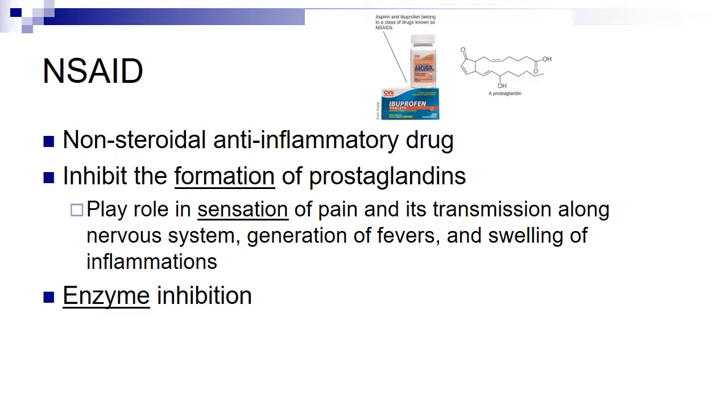They have what is called an enzyme inhibition is the way they work. So what we're going to do is we're going to try to block the formation of these prostaglandins, and the prostaglandins are the ones that send out the signal, oh my goodness, you have a foreign object in your body, we need to run a fever. Or, oh my goodness, you just hit the wall, that hurt. So we're going to try to stop the formation of the prostaglandins.